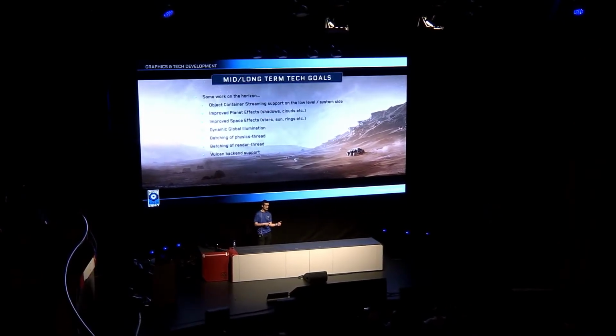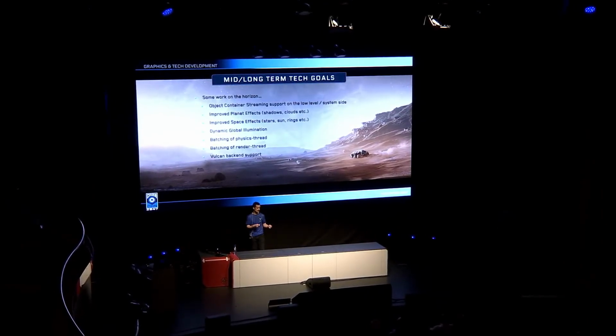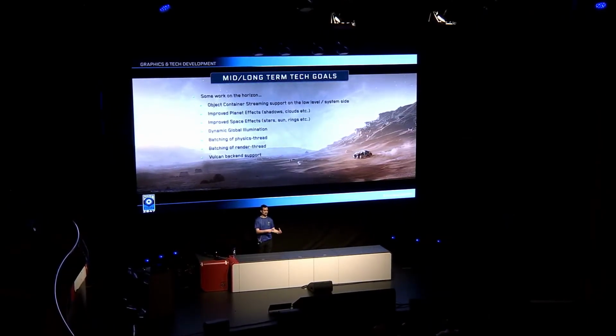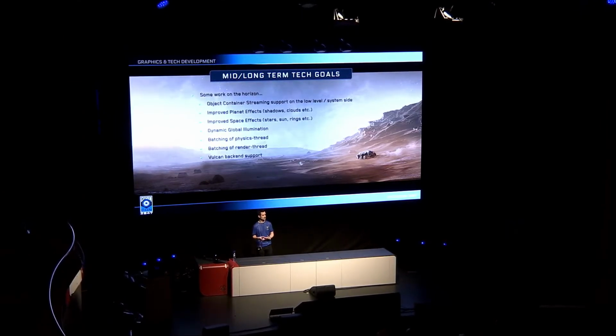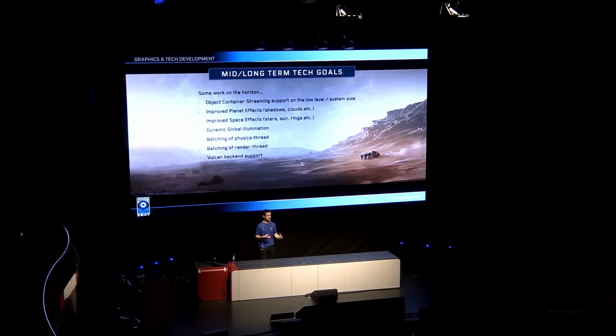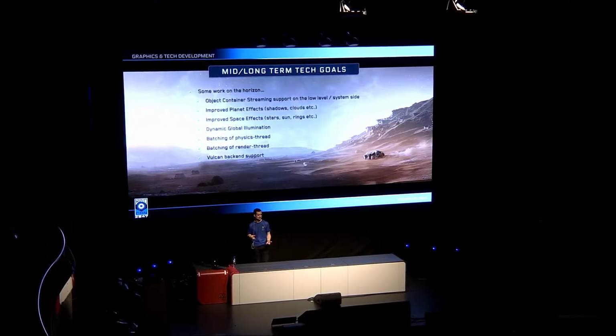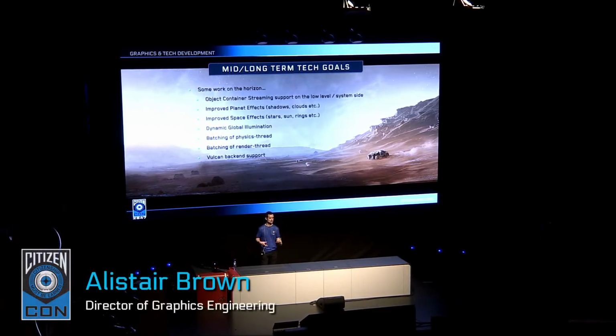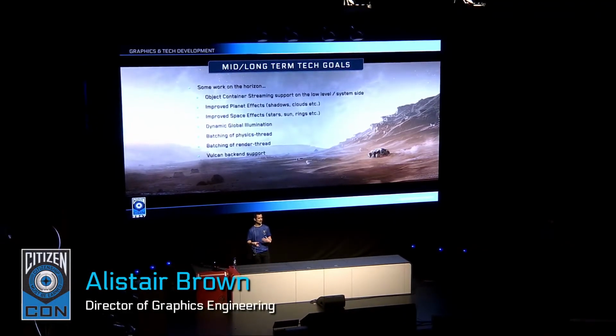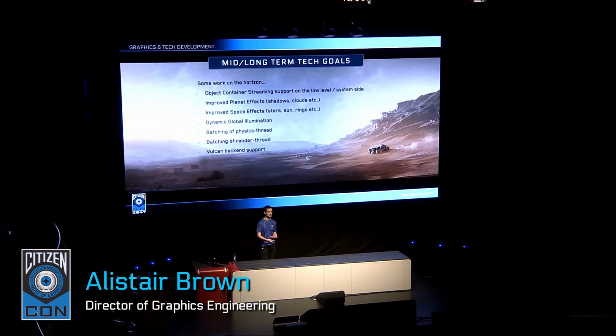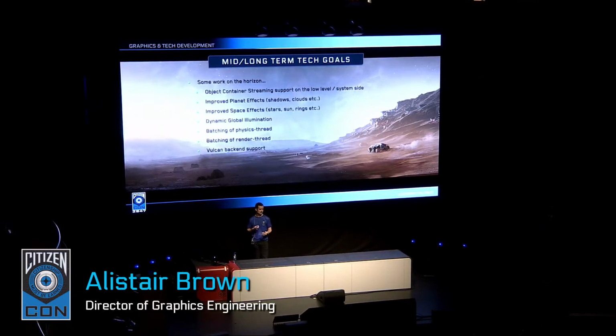Each, like, the interior of a spaceship will be an object container. A space station might be an object container. A single shop in a space station might be an object container. This is the unit we use to build our solar systems. And we're working on the streaming support so that we can very quickly load and unload these things dynamically without affecting the frame rate and without a hitch.